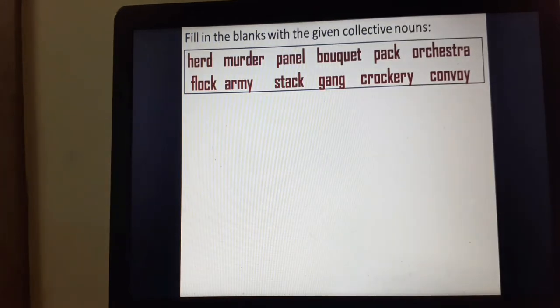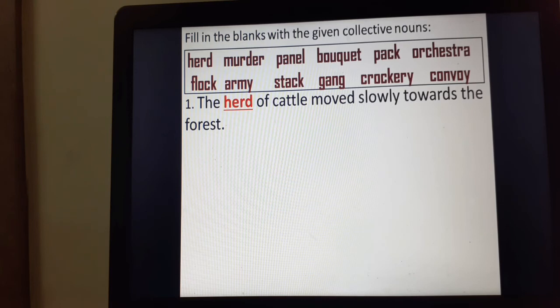Now, here is an exercise. As you can see in the instruction, fill in the blanks with the given collective nouns. So, in the box, some collective nouns are there. You have to choose. The collective nouns are herd, mother, panel, bouquet, pack, orchestra, flock, army, stack, gang, crockery, convoy. So let's see sentence number 1. The herd of cattle moved slowly towards the forest.